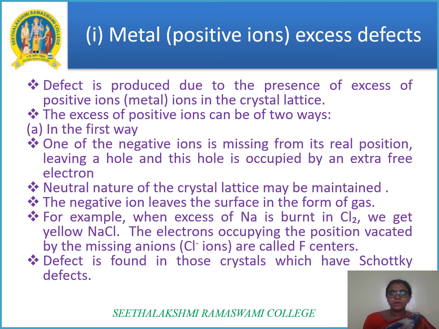The negative ion leaves the surface in the form of gas. For example, when excess of sodium is burnt in chlorine, we get yellow colored sodium chloride. This yellow color is due to the electrons occupying the position vacated by the missing anions. This center is called F center.